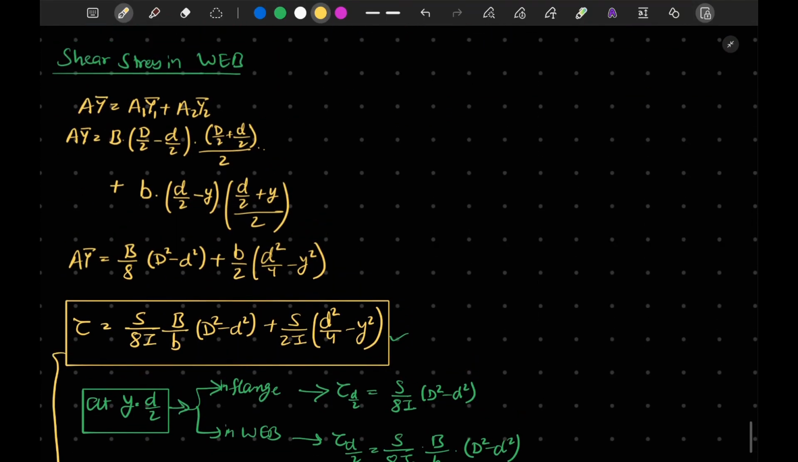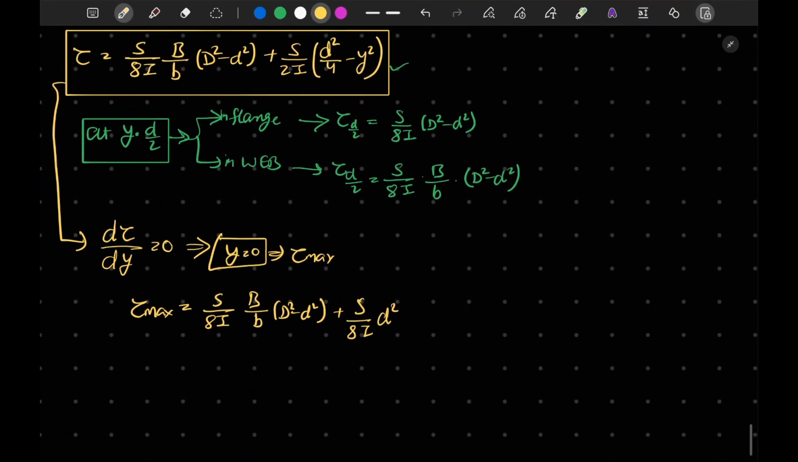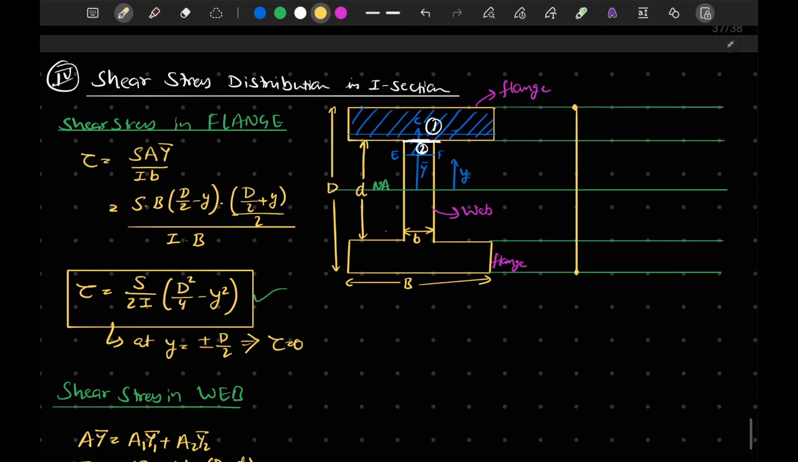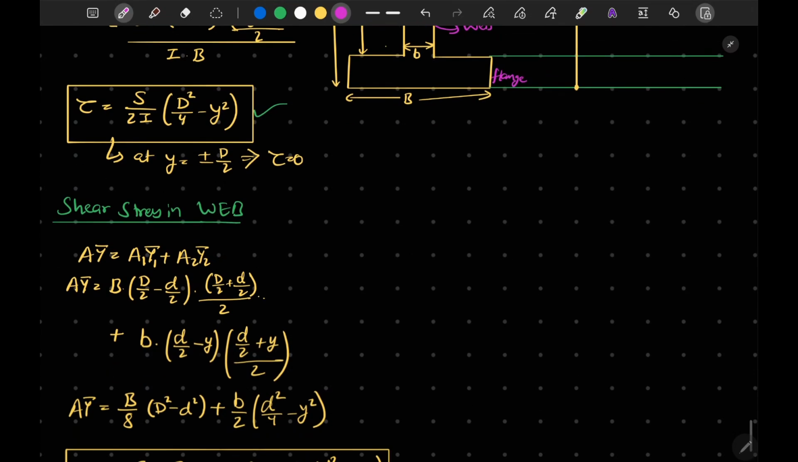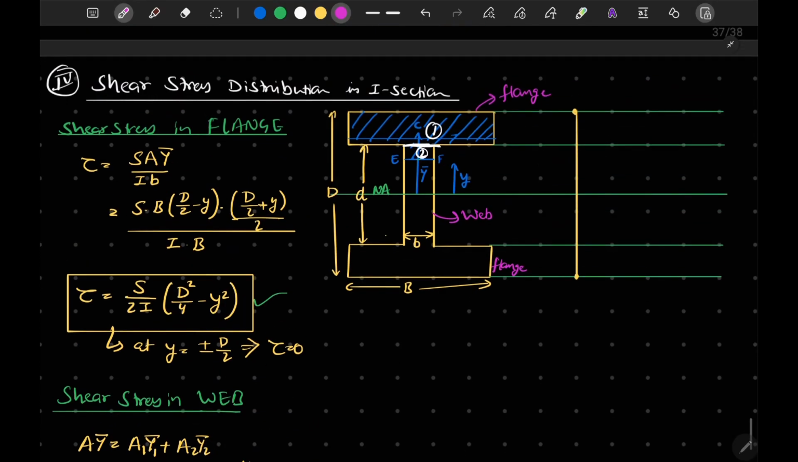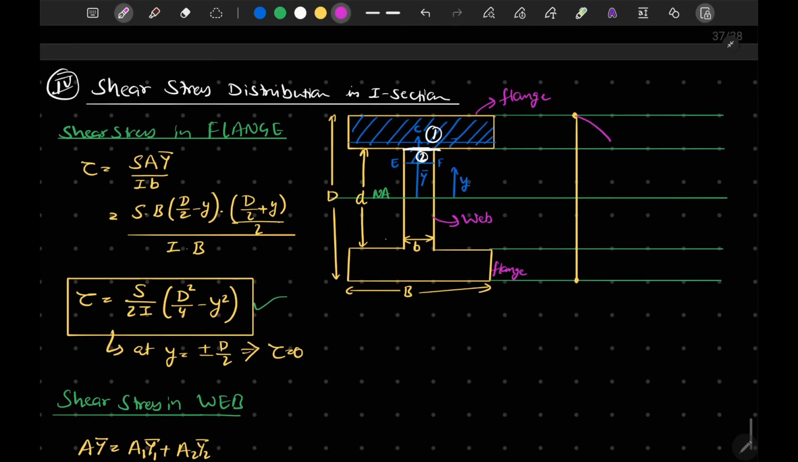Okay, so here we have seen all, and I would like to draw the stress distribution here. To draw the stress distribution, we know that here it is parabolic. We have calculated the value of tau at d by 2, in flange and web. So it is something like this. This is this value, and of course it increases by b by B times.